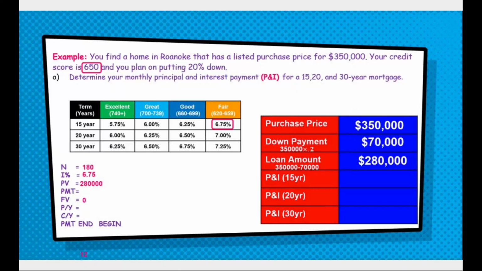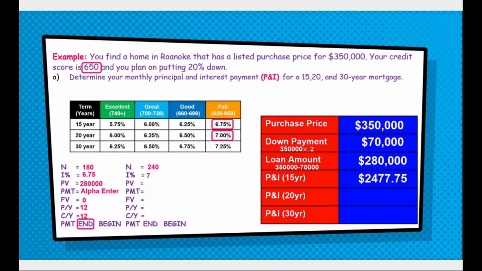So my future value is not the actual value of the home. It's talking about the loan, so that's going to be paid off. My PY and CY should both be 12, and then alpha enter. That should give me an amount of $2,477.75. For our 20 years, that is 240 payments, and our amount is 7%.